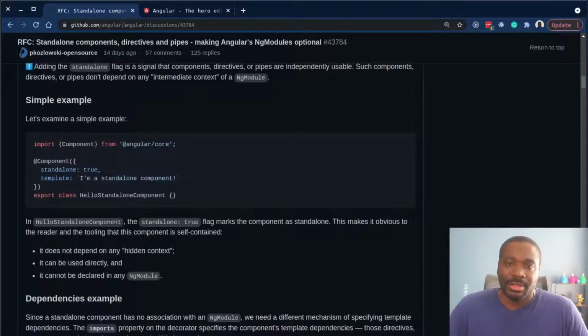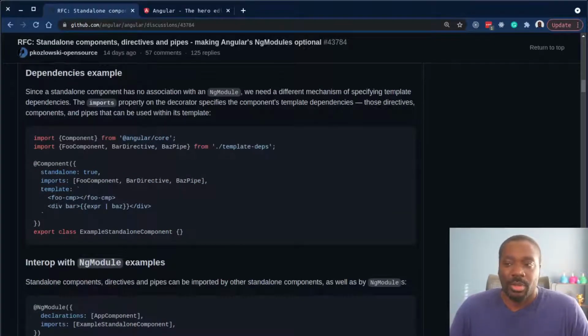So if we look at this simple example of a component that is standalone, we can see that there aren't any NgModules that we have to associate this component with. We just use this standalone flag, and that gives the metadata enough information, or the compiler enough information, to handle that component.